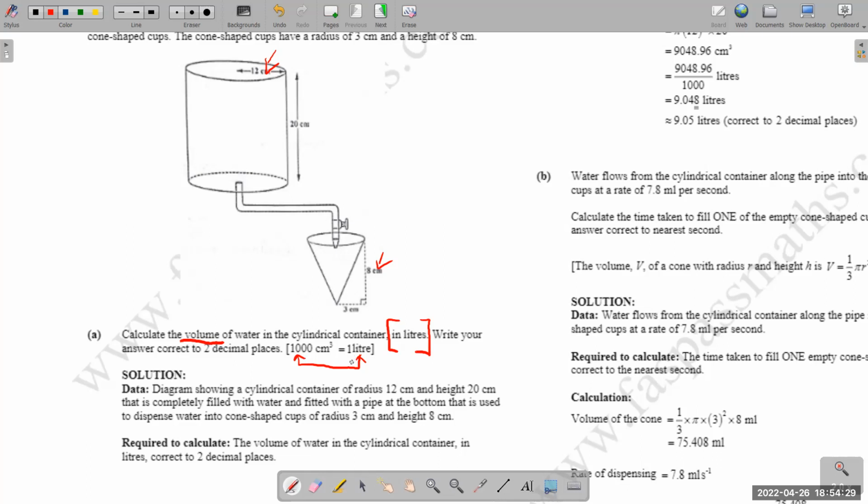Everybody following me? Talk to me. Make sure you understand the difference between the internal volume and the external volume. What we see here, you realize they use the external measurements, the external volume of the trough.